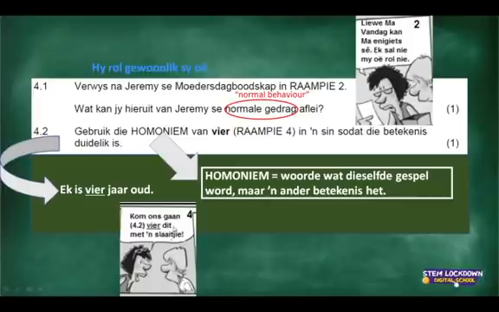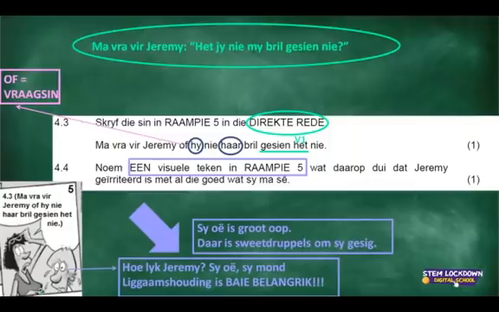Maar jy moet nou weet wat 'n homoniem is. You can't answer this question if you don't know what a homoniem is. So 'n homoniem is woorde wat dieselfde gespel word, maar 'n ander betekenis het. It's words that are spelled the same, but they have a different meaning. So hier het ons, ek is 4 jaar oud. I'm 4 years old. 4 here is referring to a number and not a verb.